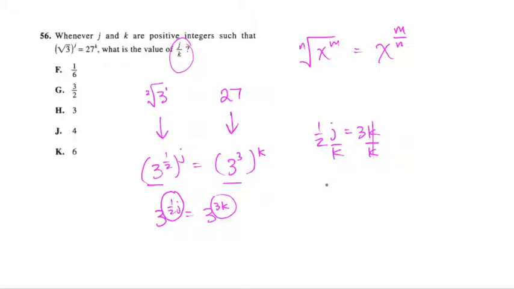That might look a little bit confusing, so let's just change that 1/2 to 0.5. 0.5 j over k equals 3. So now all we have to do is divide by 0.5. Divide by 0.5. So now we have j over k equals 6. So the answer here is K.